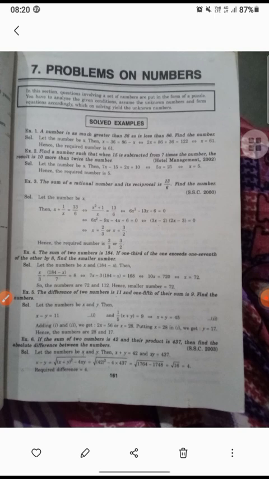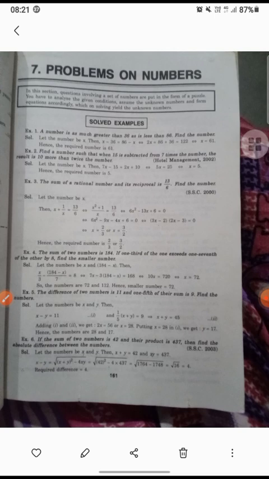The sum of a rational number and its reciprocal is 13 by 6. So the rational number is x and its reciprocal is 1 by x. We are adding both of them: x plus 1 upon x equals 13 by 6. So it will be x square plus 1 upon x equals 13 by 6. After solving this equation, we'll get 3x minus 2 and 2x minus 3 equals 0, and x will be 2 by 3 and 3 by 2.